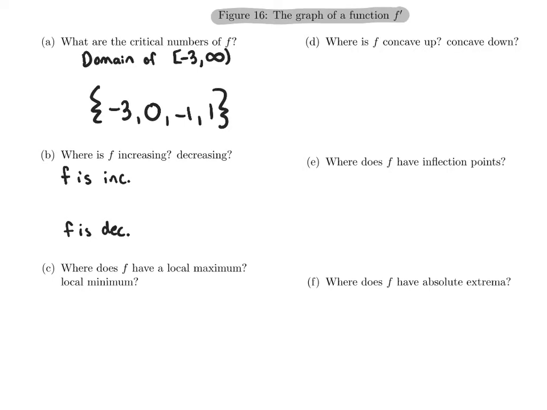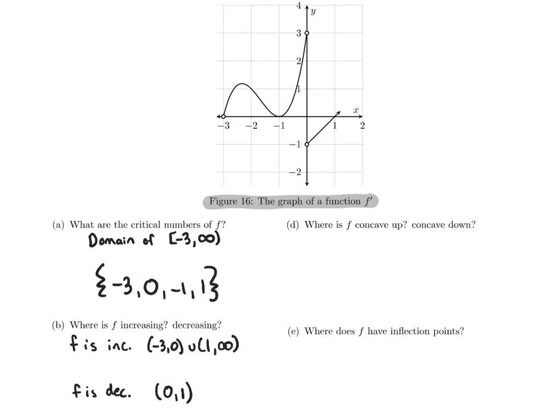So this function is increasing over the interval negative 3 to 0, and then from 1 to infinity. And you can include or not include those endpoints, and that's still fine. Then the function is decreasing anywhere the derivative is negative, which is from 0 to 1. Again, the function that we have is our derivative function, so we're looking at places where that function is negative.